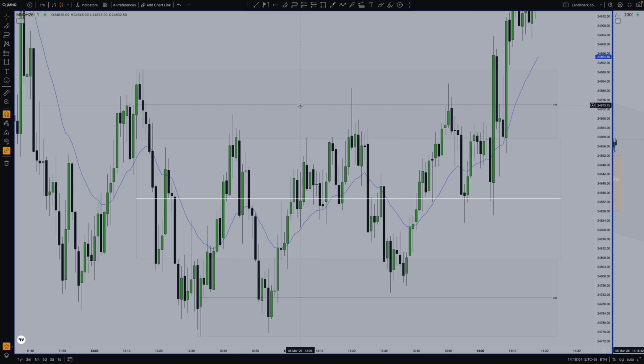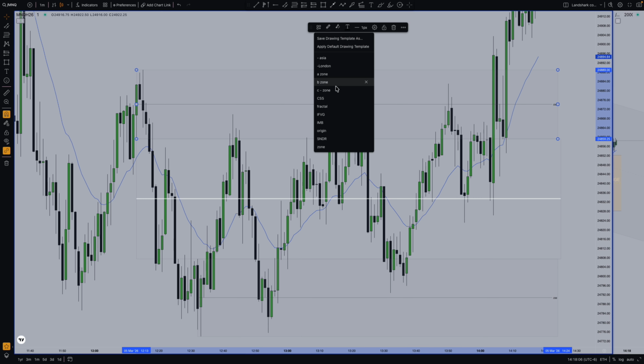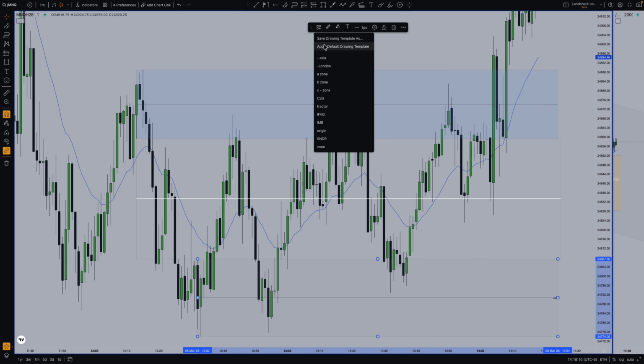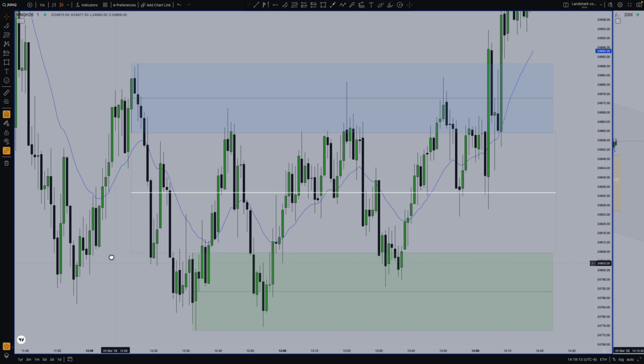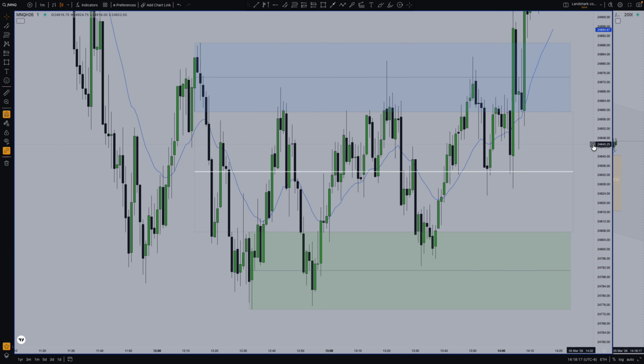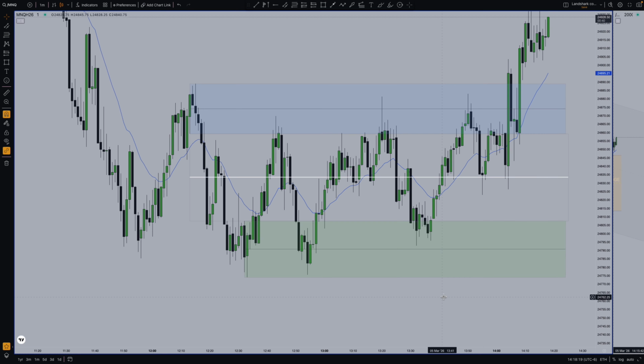The one at the bottom, let me make this blue. We'll make this green. Okay. So this is what we're looking at. And all I'm looking for is I'm looking to take a trade from the CSS to 50%.